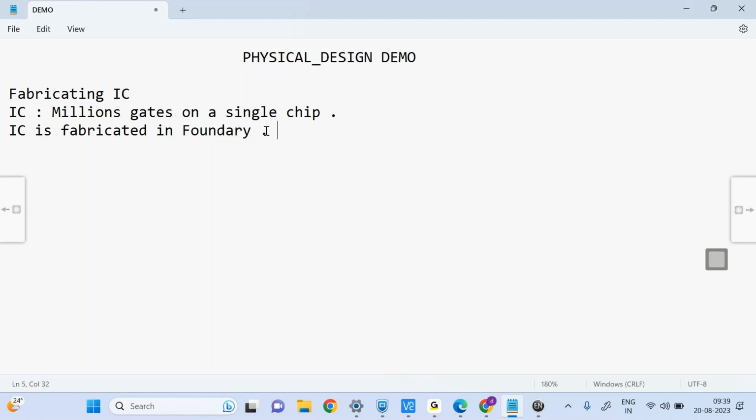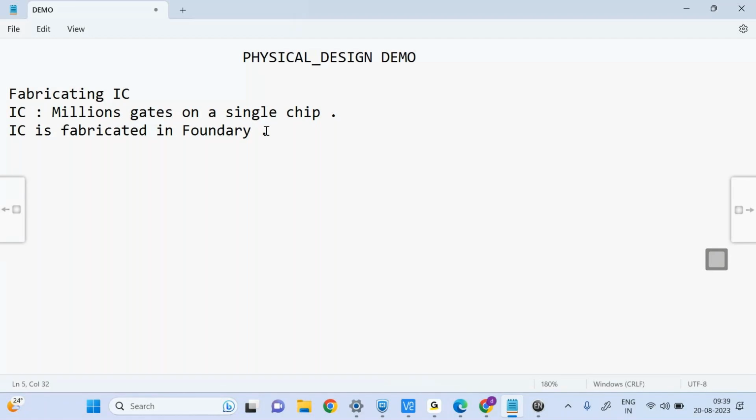a foundry is a place which should be very clean and neat because the transistors are in the size of nanometers, 10 to the power of -9. So to see even a single transistor, we need to use complex microscopes. We cannot see it with our eyes. A small piece of dust or small chalk powder can cover hundreds of transistors. So the foundry should be very neat, very clean, and very sophisticated.